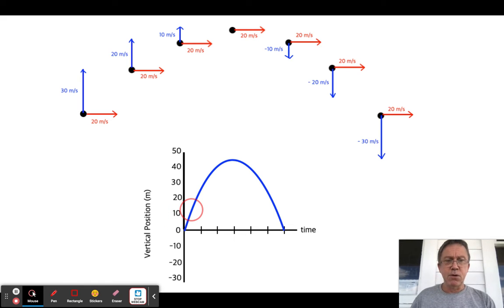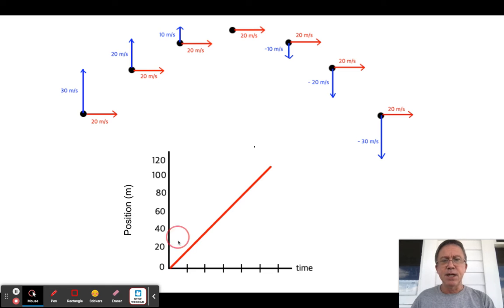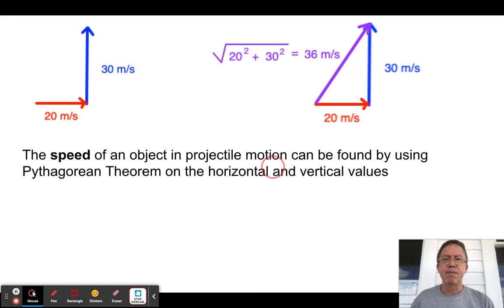If I do this for the horizontal, though, what I should notice is that, and it should say horizontal here, sorry, it doesn't, it's just going to move horizontally at a constant rate the whole time. And that rate is going to be 20 meters per second. So every second it's going to go another 20 meters in the horizontal direction.